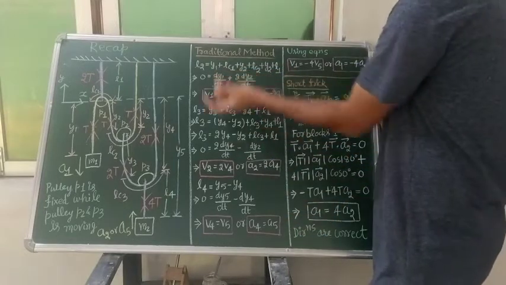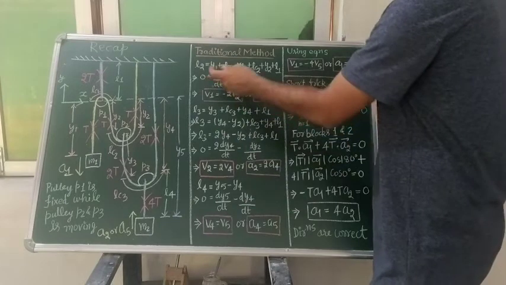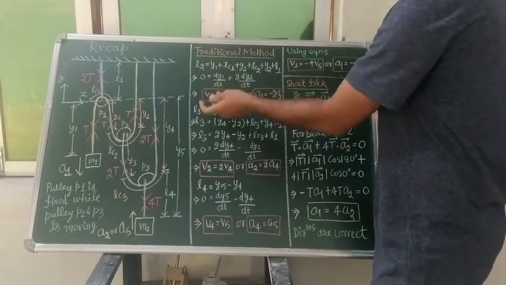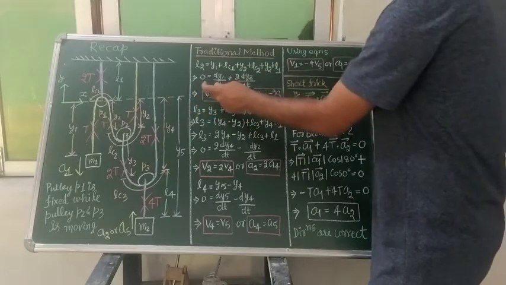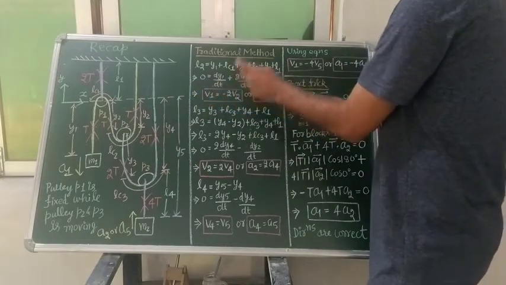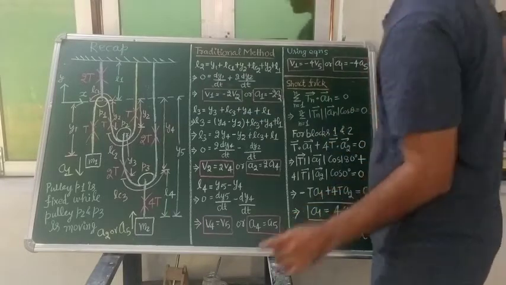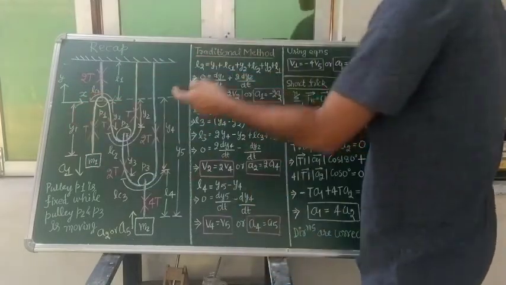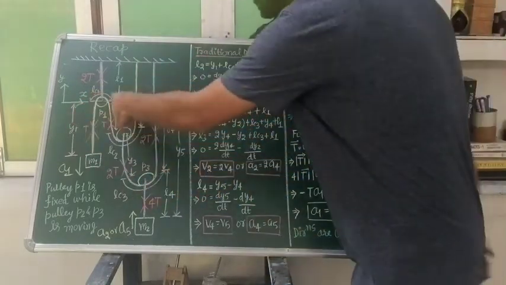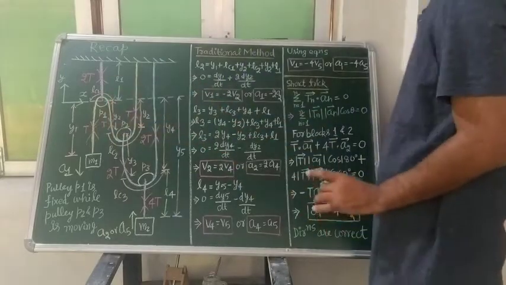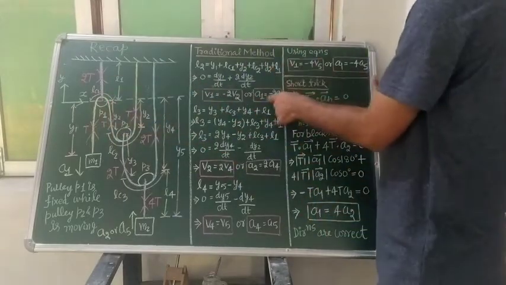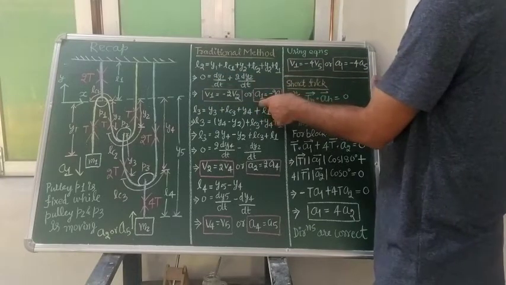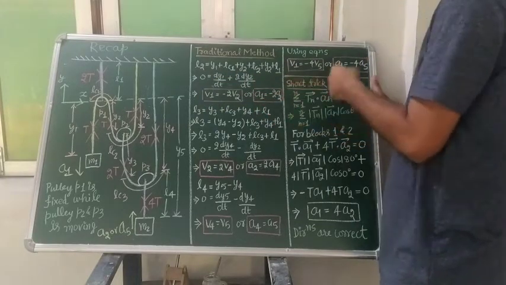Now dy1 upon dt is nothing but the velocity, change in length upon change in time. That gives us the velocity. So from here we get that velocity v1 will be minus twice the velocity v2. Whatever the velocity of this string is, half of that velocity will be the velocity of the y2 string. The same case we get for the acceleration: when we again differentiate the velocity, we get a1 equals minus twice a2.